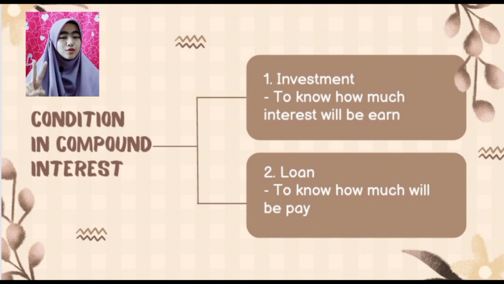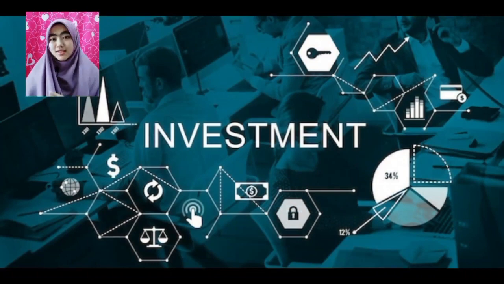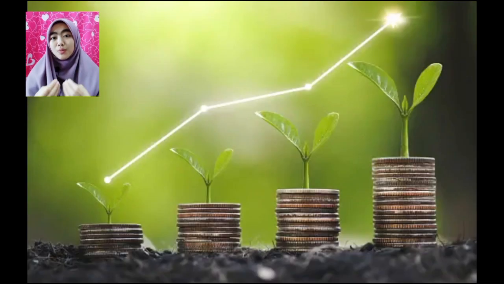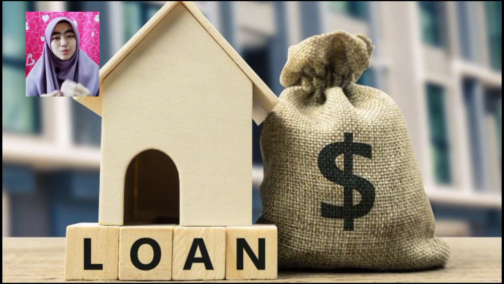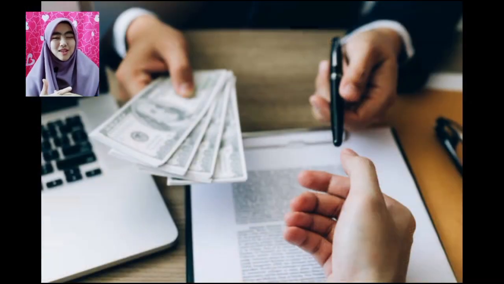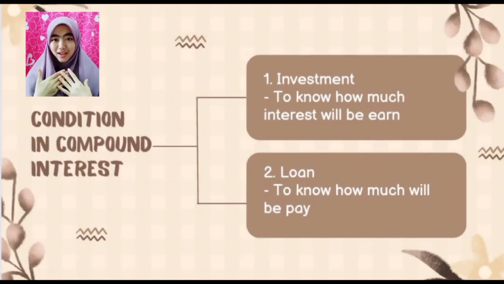Okay, there are two conditions in compound interest. Number one is investment. Compound interest is used in investment to know how much interest we will receive. And number two is loan. Compound interest is used to know how much we will pay. You know the difference, right? The difference between the money that we will receive and the money that we will pay.